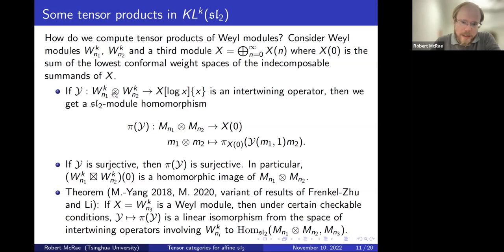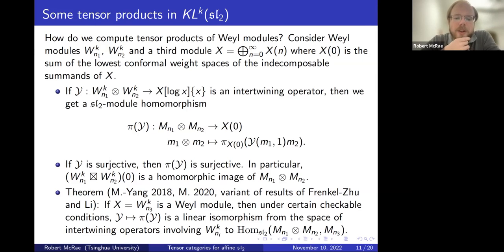So if you take an intertwining operator from 2 Weyl modules going into a third module, then you can restrict the intertwining operator to the lowest weight spaces of the Weyl modules, and then project the result to the lowest weight space of X. So pi x0 here is projecting the intertwining operator to the lowest weight space of X. And I replace x in the intertwining operator with 1 just to get rid of the formal variable that's showing up in this series. And this is going to be an SL2 homomorphism.